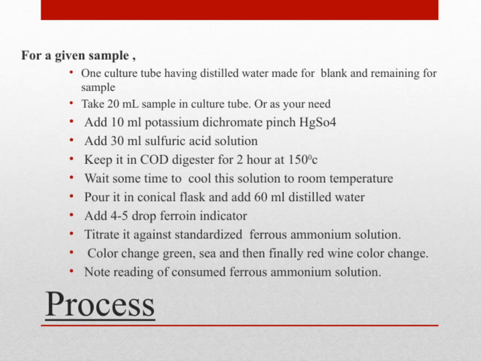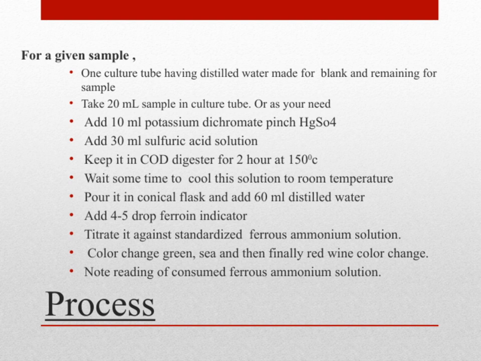Let's walk through the process step by step. First, take a culture tube with distilled water, which is prepared as a blank, and another tube with your sample. Then, measure out about 20 ml of your sample into the tube, adjusting the volume as needed. Next, add 10 ml of potassium dichromate along with a pinch of mercuric sulfate. After that, pour in 30 ml of sulfuric acid solution.